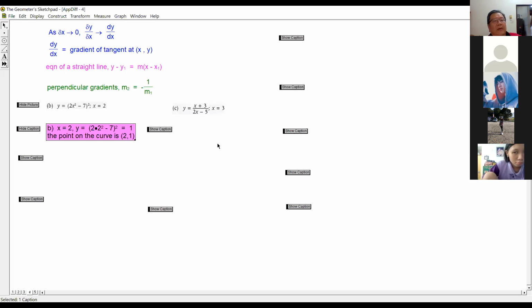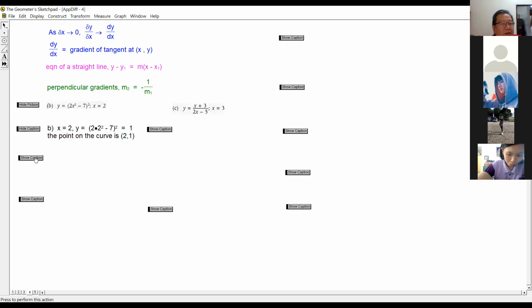Okay, so we start by finding the y coordinate. This one is very ugly because of the big dot there. Never mind. So I use this value x equals 2. I substitute into the y. Don't substitute into dy dx yet. Substitute into y, simplify, and you can find the y coordinate. You get the value y equals 1. So what is the point? The point is (2, 1). Okay, find the point first.